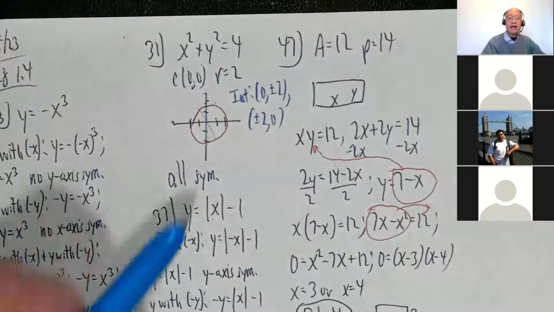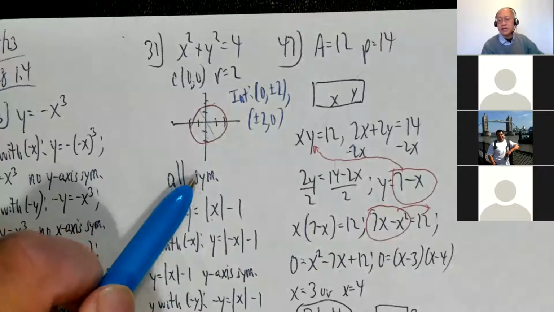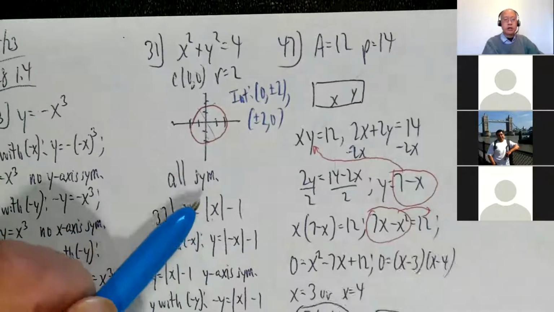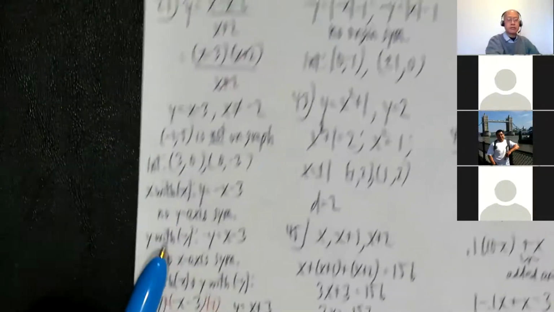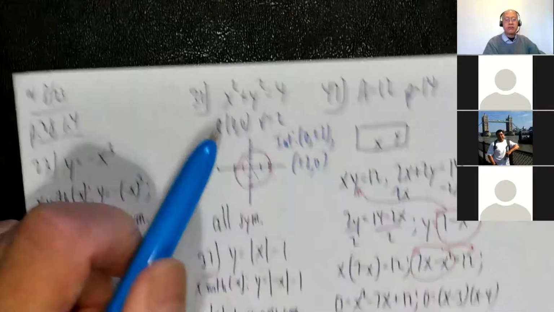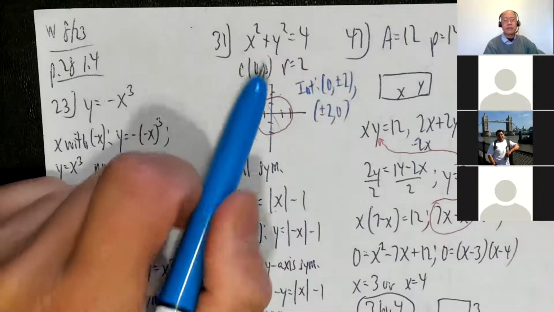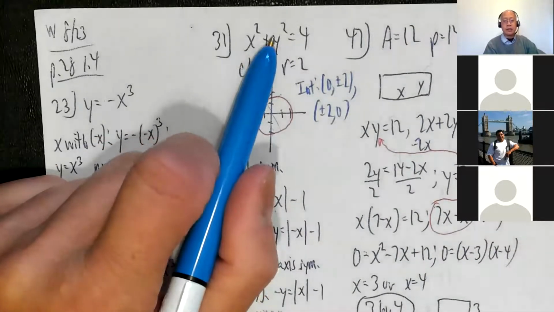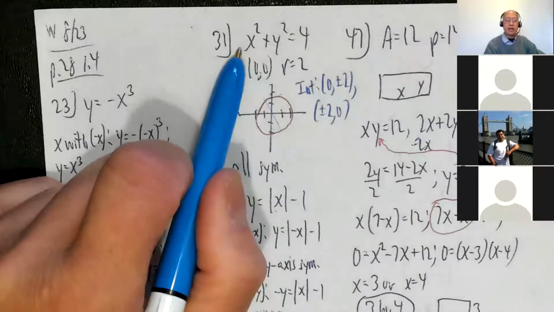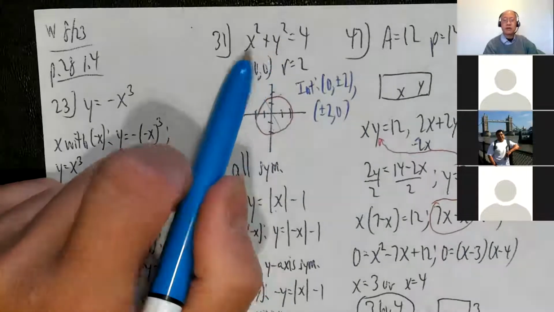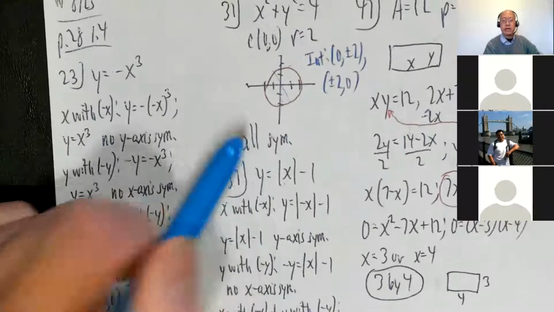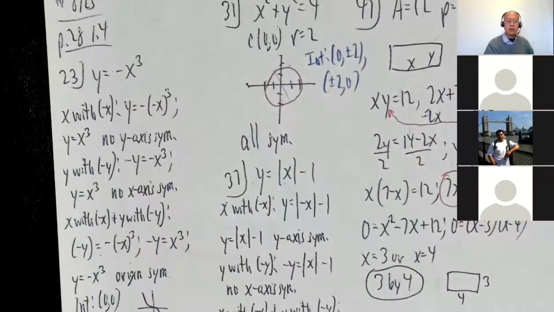Okay, now I got lazy here. It's not just lazy, I wanted to go on, but you should go through all of this, and I sort of told you what to do. If you replace x with negative x, you end up with the same thing. If you replace y with negative y, you get the same thing. If you do both of them, replace x with negative x and y with negative y, you get the same thing. So here's an example of all symmetries.